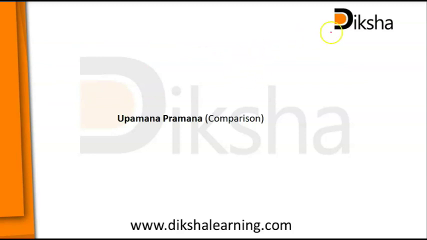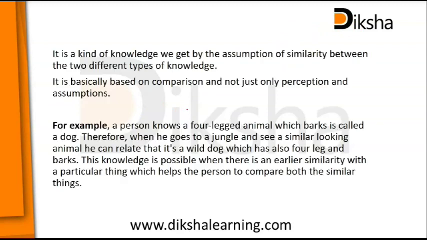Then the third one is Upamana Pramana. Upamana Pramana is also known as comparison. And in Upamana Pramana, the knowledge is acquired by the similarity between two different types of knowledge. For example, we know a four-legged animal which barks is a dog. So when we go to a particular forest and we see a similar looking four-legged animal and it starts to bark, we assume that it's a forest dog or it's something similar to a dog.